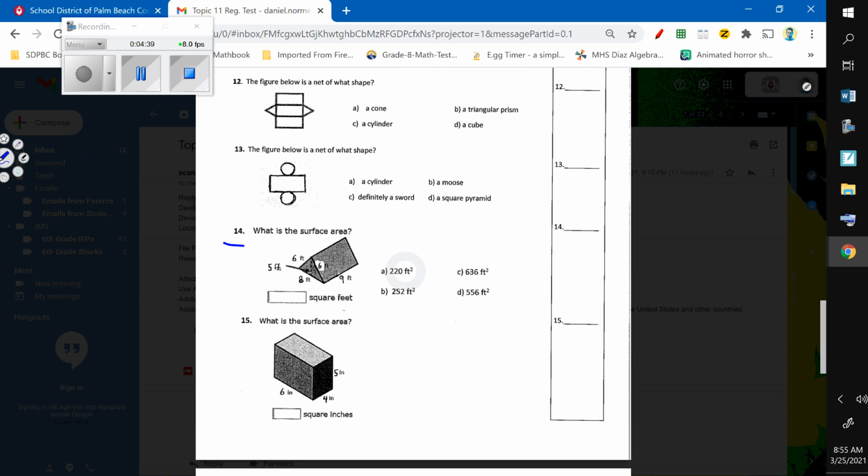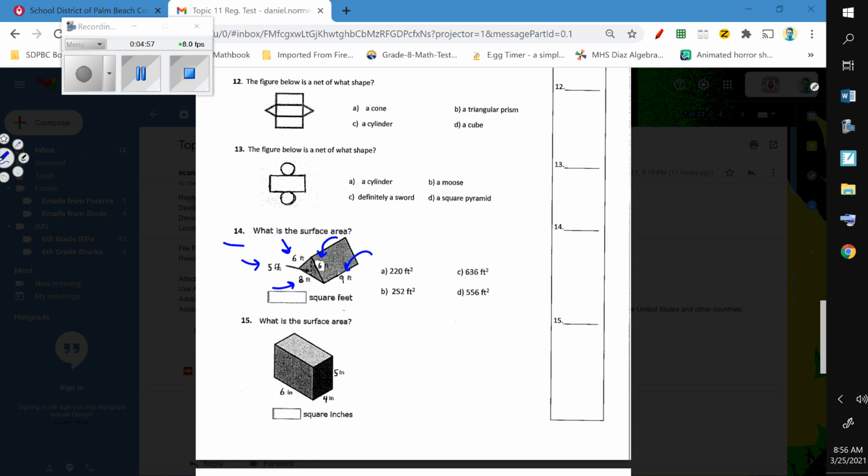Now for number 14. This number is a 5. This is a 6. This is a 6. That's an 8. That's a 9. And you need to find the total surface area. Class, this is not an easy one. Good luck with that. I hope you remember what we did yesterday.